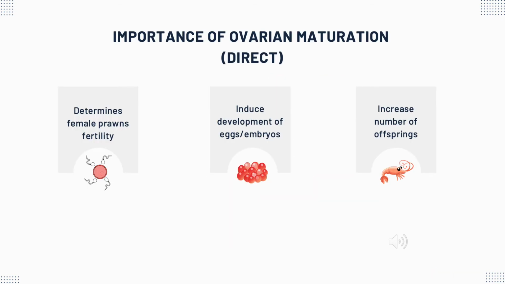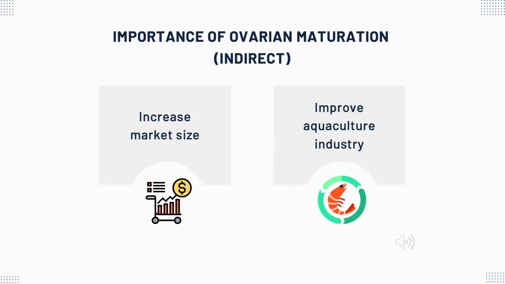So now we have fully understood how ovaries in prawns develop. So what is the importance of this process? Of course, first, it determines the female prawn's fertility, and then it induces development of eggs and embryos, and the last one, of course, it increases the number of offspring. Indirectly, as we obtain more offspring by inducing these processes, we can increase the market size of udang galah as well as improve the aquaculture industry.